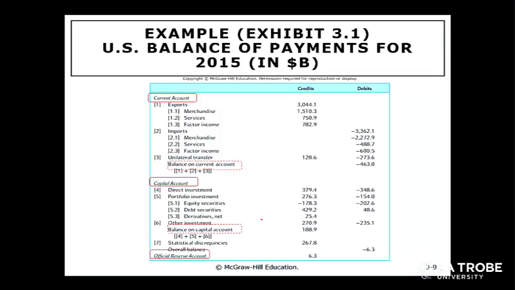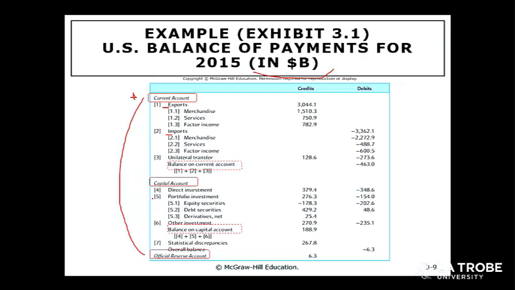So let's look at an example. In this example, I have a US balance of payments, and this is from 2015. The figures are in billion dollars, so this is in US billion dollars. If you look at their balance of payments, you will see 4 different types. You will see a current account where they record their exports, imports. Unilateral transfers are things like foreign aid. So when you go and help a country in need.